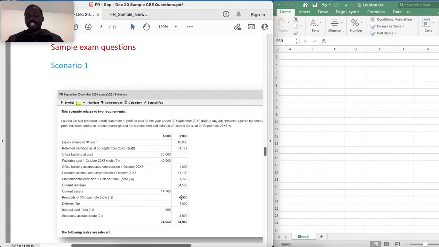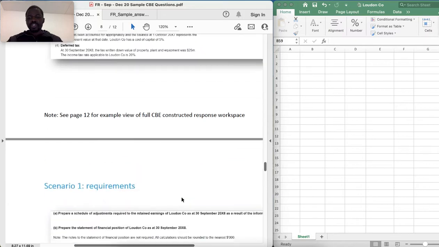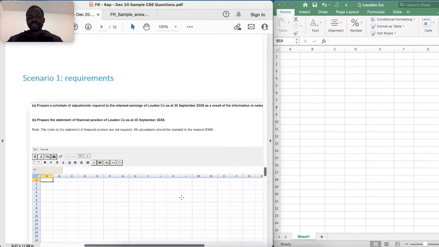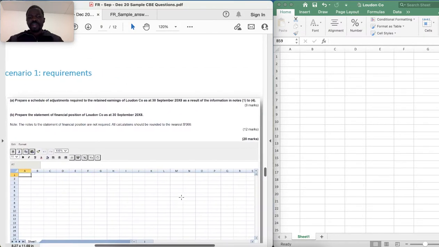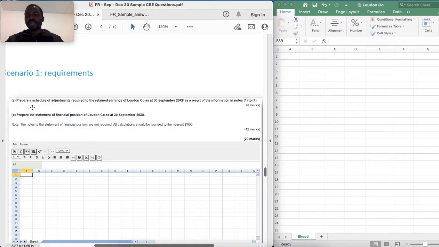We'll cover question Loudon Co, scenario 1. So let's go to the requirements. The requirements read as follows. A. Prepare a schedule of adjustment required to the retained earnings of Loudon Co. as at 30 September 20x8 as a result of the information in notes 1 to 4, 8 marks.